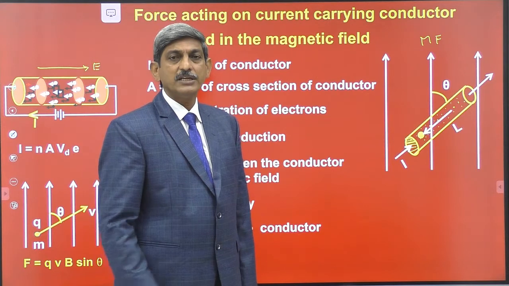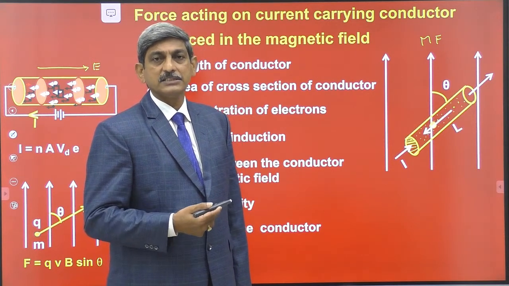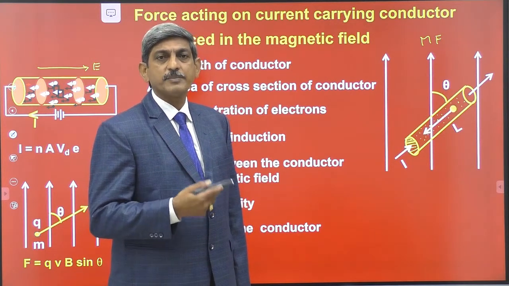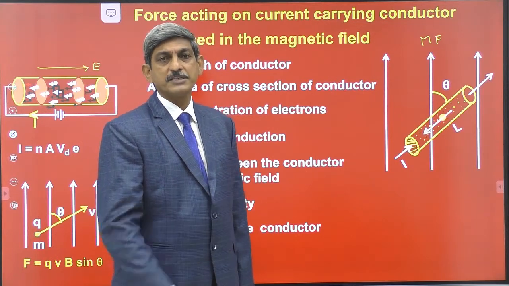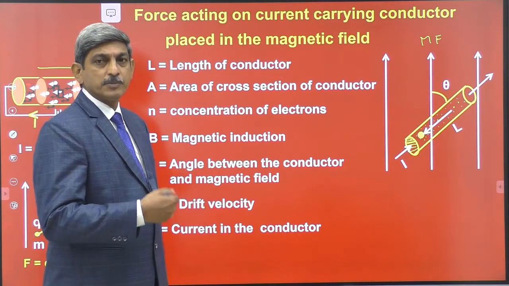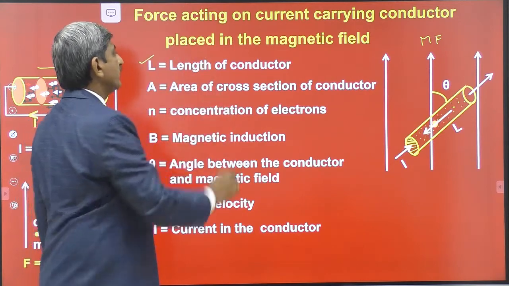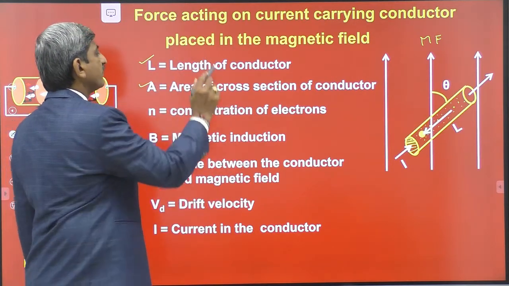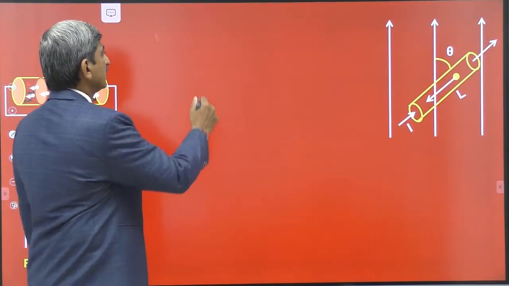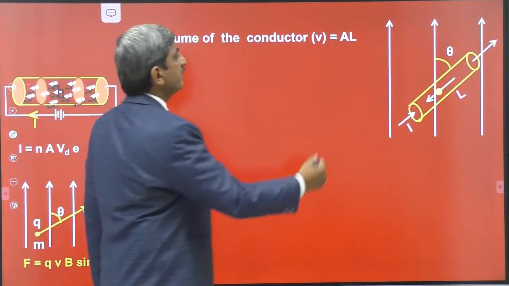Okay? Now I am going to calculate the force acting on the conductor. It can be indirectly calculated by calculating the force acting on all the electrons present inside the conductor during the passage of the current. For that, I am going to follow a step-by-step procedure. First of all, L is the length of the conductor and A is the area of cross section of the conductor. Then, what is the volume of the conductor? The volume of the conductor is given by V = AL. Let it be equation number 1.